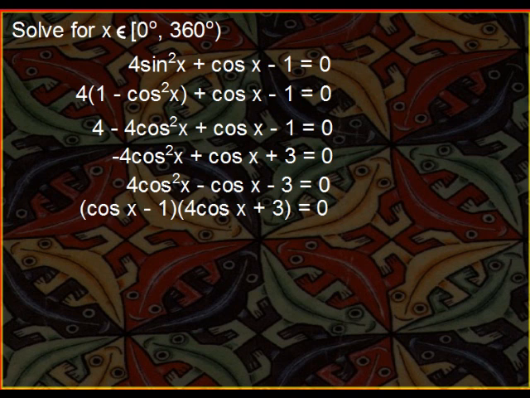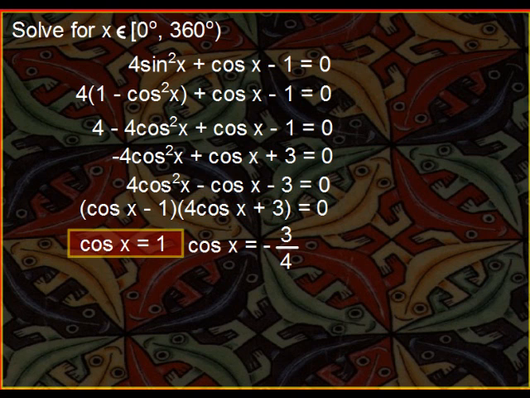And now that it's factored, we can just use the zero product rule, which says we can set this equal to 0 and set this equal to 0 and get our solutions. That's the first part. And that's the second part. Let's turn our attention to this one first. The cosine of x is equal to 1. So what's the angle where the cosine is 1?